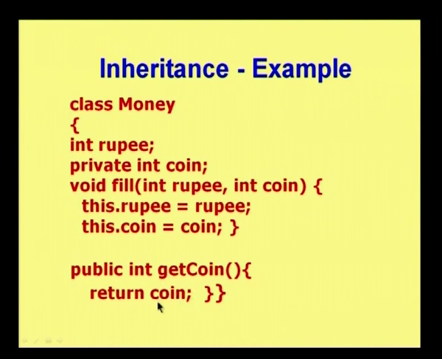So, here I can use coin or I can use this.coin also, whereas elsewhere I have to distinguish between coin and this.coin. This.coin means the current object's coin, whereas here I have only one particular value coin, and I do not have any other variable declared in this method. So, now this getCoin method will return the coin value which is available in this particular object.